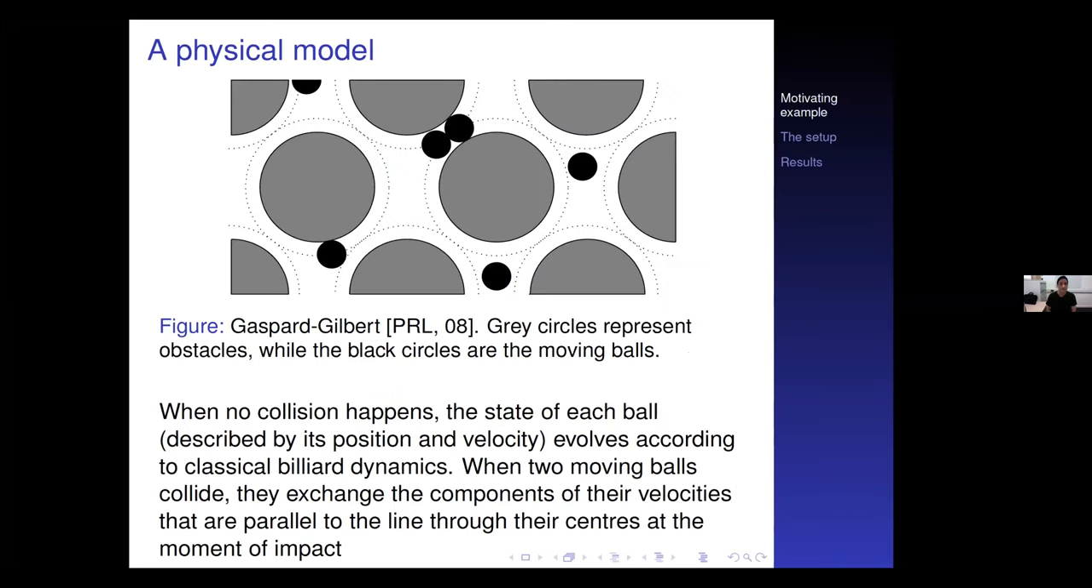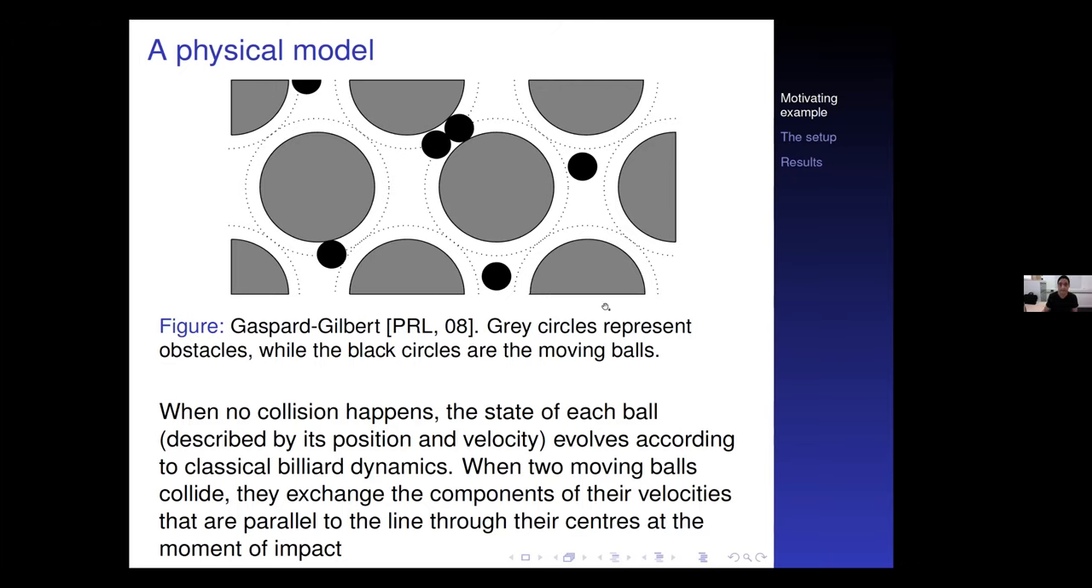I'm going to start the presentation by showing you a picture, which is not necessarily the model that I'm going to talk about, but it gives a good way to visualize the model that I'm going to present. This figure here is from a paper by Gaspard and Gilbert in 2008, where they wanted to study a large system and derive some Fourier law. I'm not going to talk about this, but let me explain to you how the dynamics work in this model.